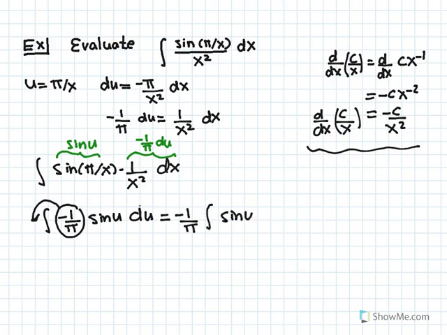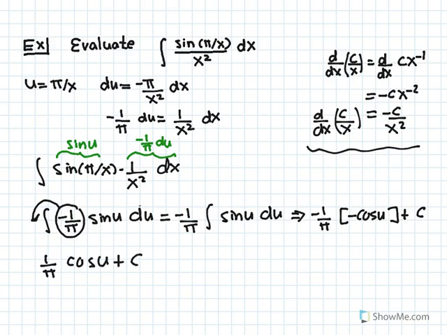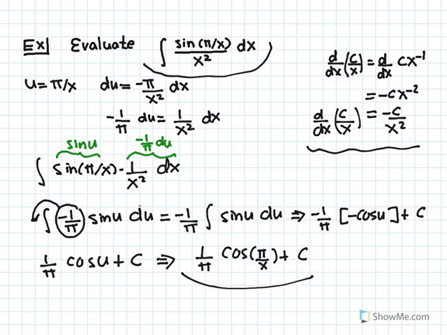Now the antiderivative of sine is going to be minus cos, so we get negative 1 over pi times minus cosine u plus c. Minus times minus is plus, so we get 1 over pi cosine u plus c. Now let's plug u back in. We get 1 over pi cos of pi over x plus c. This is the antiderivative. This is the answer to this integral.